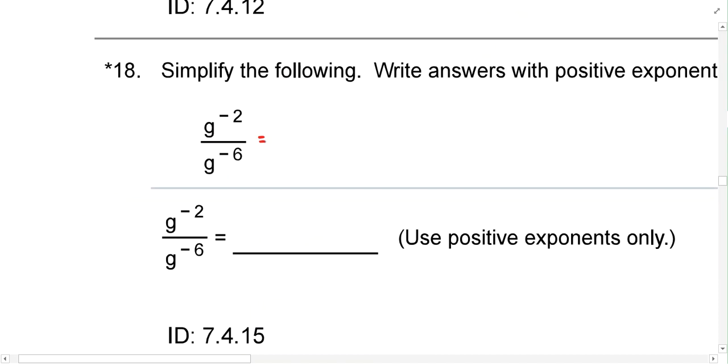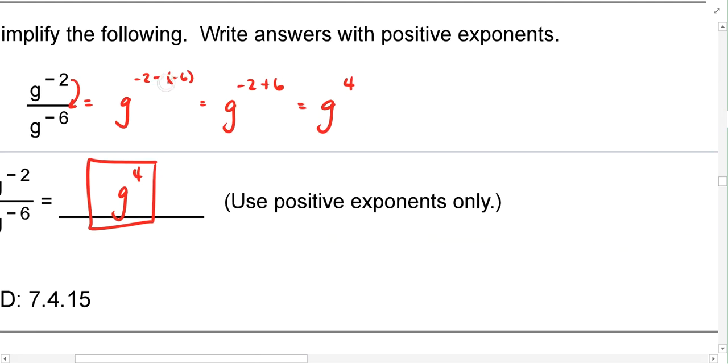With number 18, I would do the exact same thing. The common base g is being divided, so both of these exponents have a base of g. So I know that the result requires us to subtract the exponents. Now you do have to be really careful here. Negative 2 minus negative 6 is really the same as negative 2 plus 6. The two subtraction symbols or minus symbols cancel each other out. And this end result becomes g to the positive 4th power, and I would report that as g to the 4th.